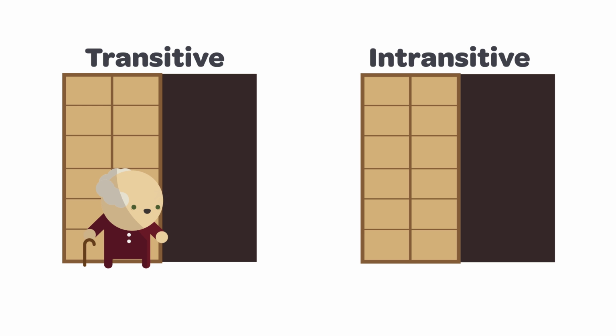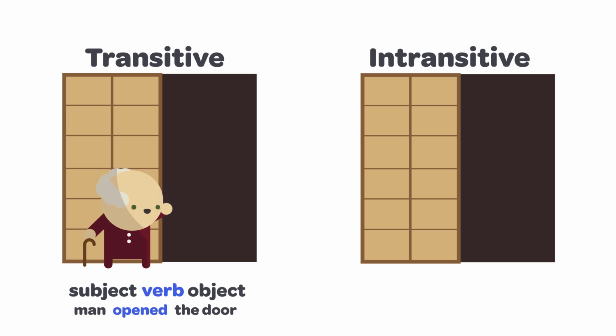With the first door, you clearly saw two things. The man who opened the door, which is a direct object. That's how transitive verbs work. Someone affects the object. Transitive verbs are always followed by a direct object.